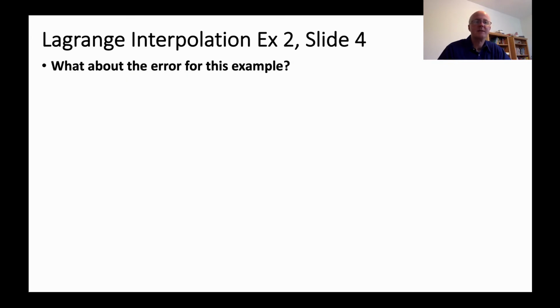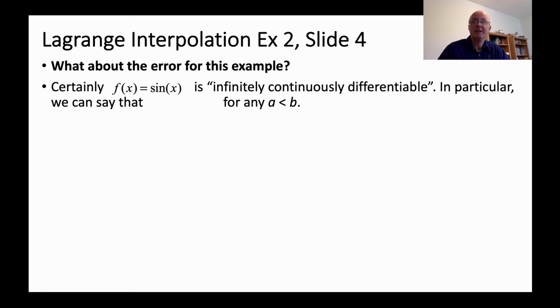What about the error for this example? Certainly, the sine function is infinitely continuously differentiable. It's got continuous derivatives of all orders, and you know what they are, right? You can figure them out. In particular, we can say f is in C5 of [a, b], where a is any number less than b. It's got a continuous fifth derivative, and we've got these 5 nodes. That's how we would want to apply the theorem.